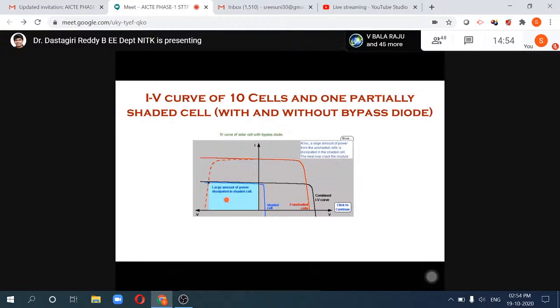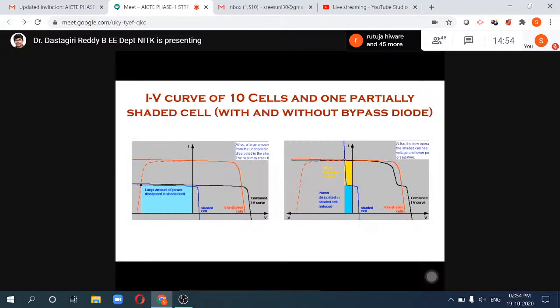But when there is a bypass diode, what happens? This curve, which was like this, is modified like this. Hence there will be very little power dissipated, and it will be in the bypass diode, not in the PV panel diode. There will be very little power in the bypass diode, which is capable of handling that low power.